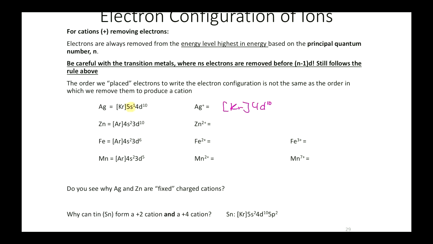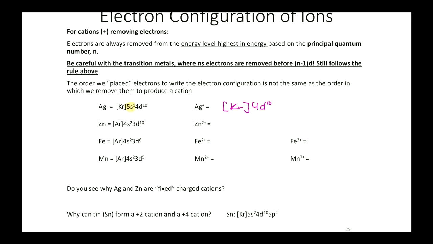Only as silver plus. And I hope you can see why, because once we remove one electron, are there really any low ionization energy electrons that we can remove? No, everything's filled, so it's not likely we'll remove more. Or here with zinc. Zinc also was one of our fixed charge cations. Remember the three? It was aluminum, zinc, and silver. Those were the three fixed charge.